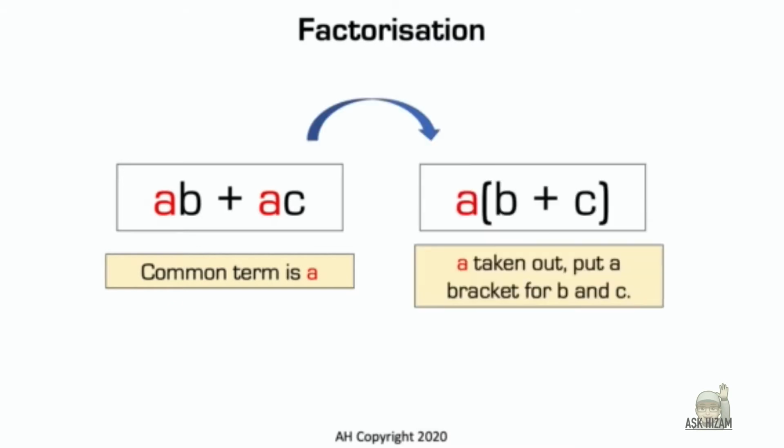A common term is something similar that both terms have. For example, in this case, it is A. So factorization is extracting the A out from the two terms and putting it in front of the equation. In this video, we'll be learning how to find the common term.